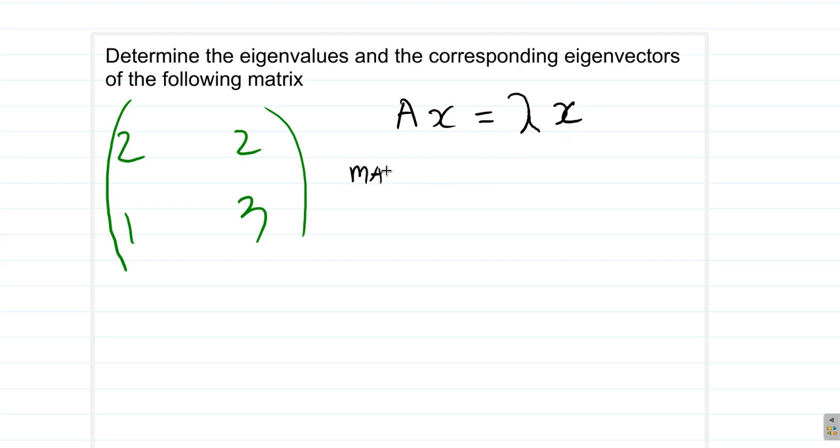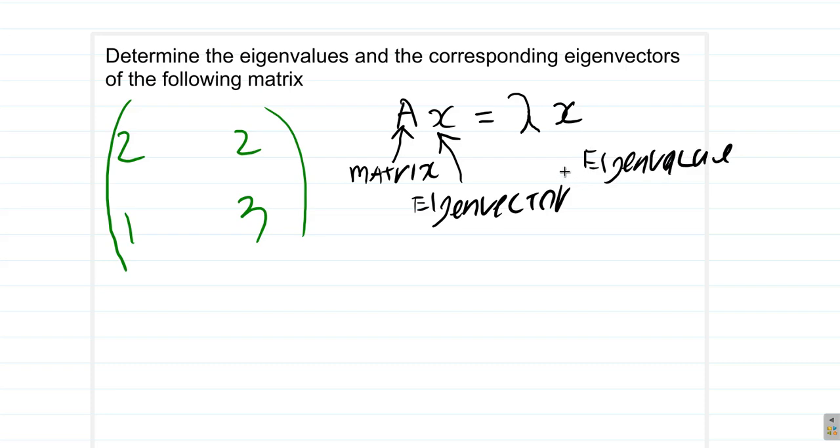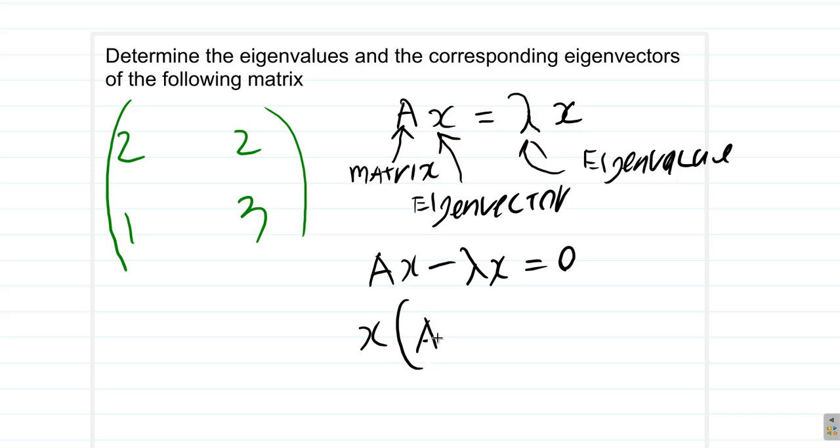So remember, this is the matrix, this is the eigenvector x as well, and you have the eigenvalue, lambda. Now if you put everything on one side and equate it to 0, you say Ax minus lambda x equals 0. You factor out the x, you have A minus lambda times x equals 0.